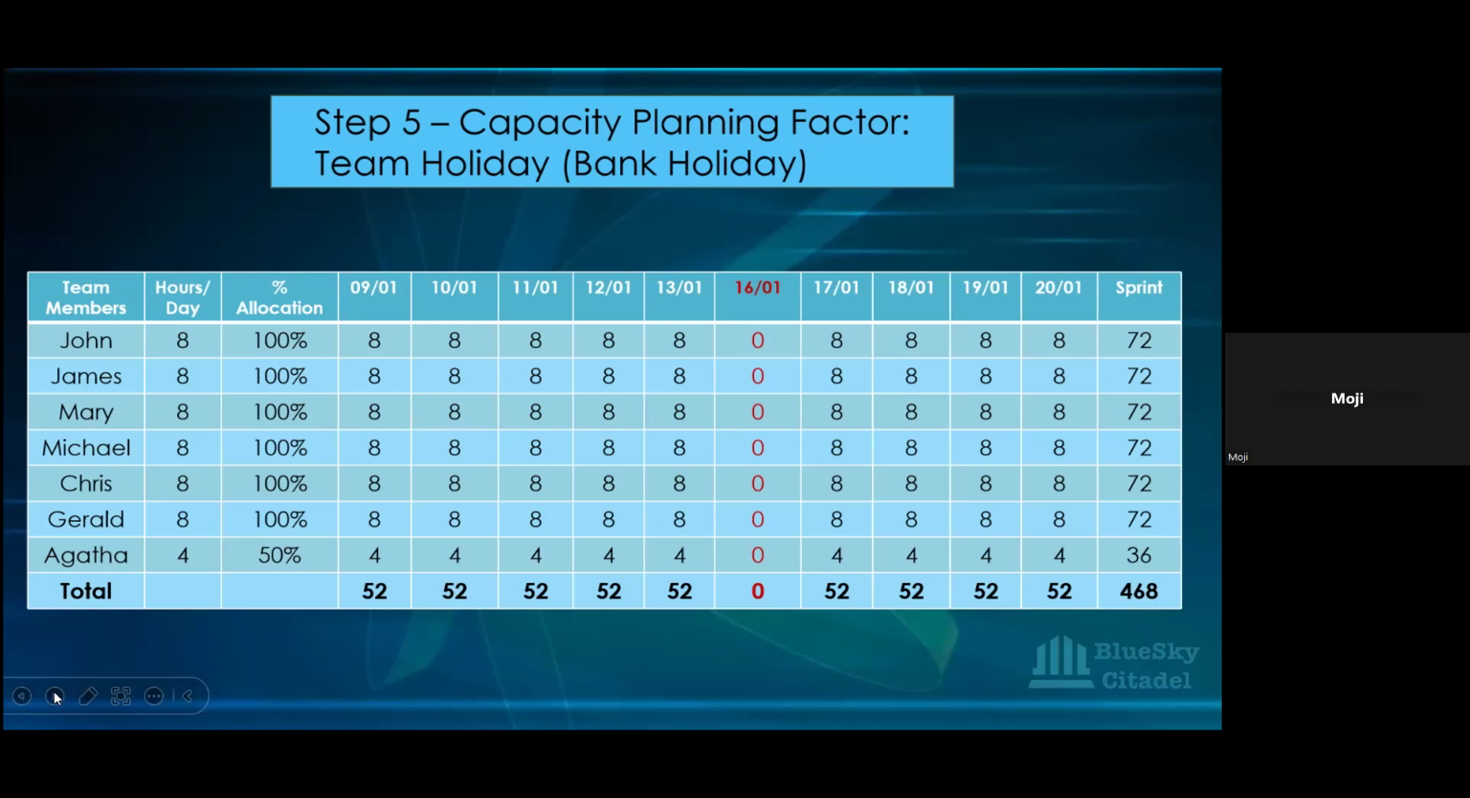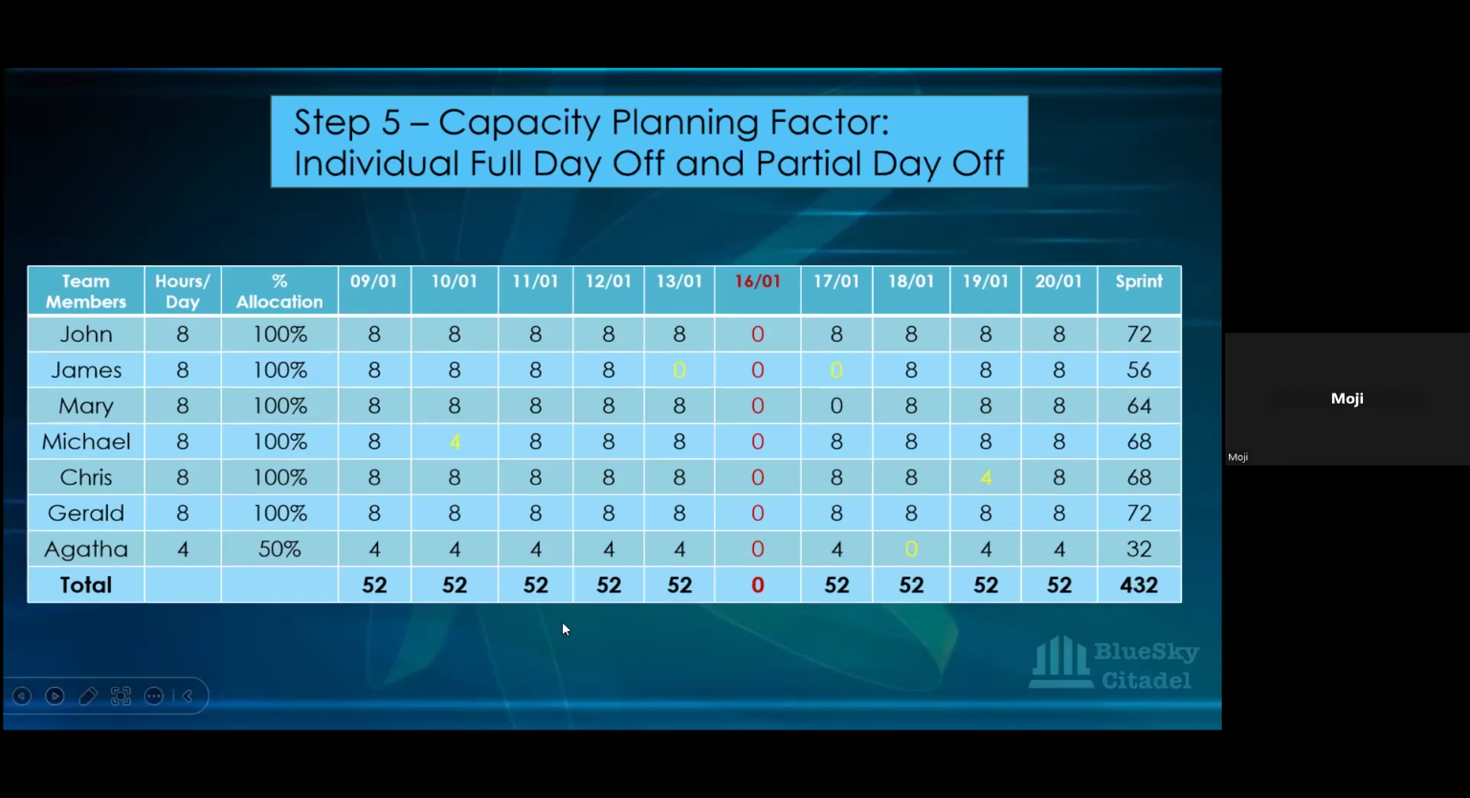Well, if we go to the next one, this is when we're factoring in the individual holidays they have. So like I said, James took 2 days off here. If John also had taken a day off, it doesn't affect your calculation. All you do is record it and then know the total at the end of the day. So if he had taken a day off, he might have ended up having a 68 here, another 72.